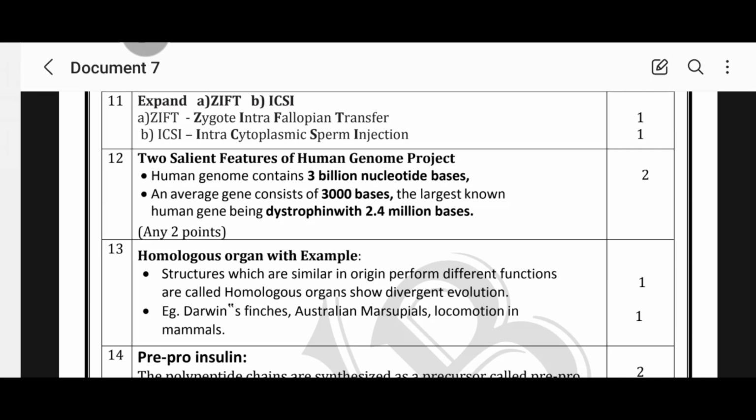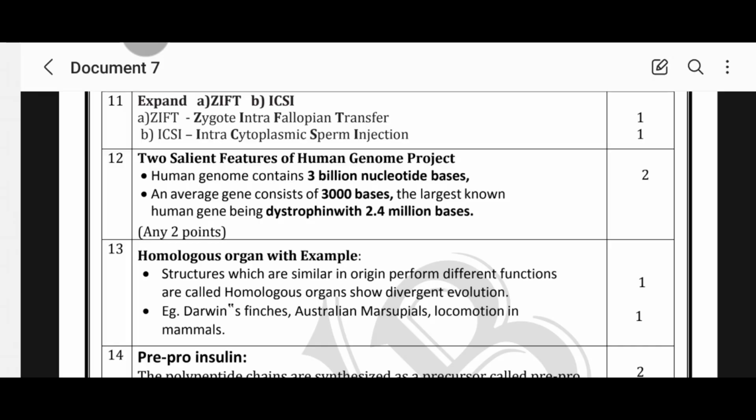Question 13 is taken from chapter 6. Homologous organs are structures which are similar in origin but perform different functions. So divergent evolution means structures are similar but the functions are different. Structurally similar, but functions are different.